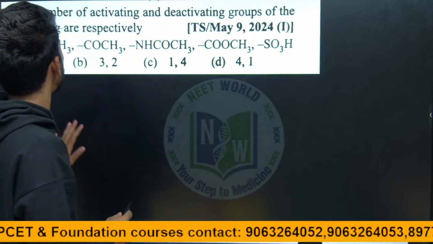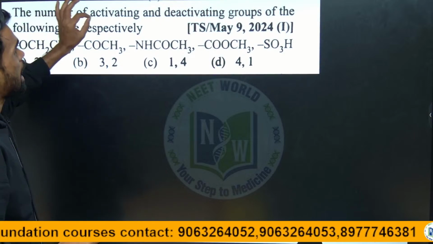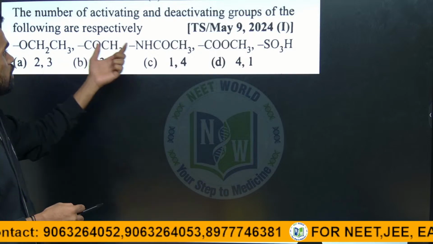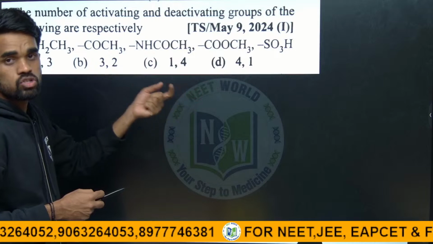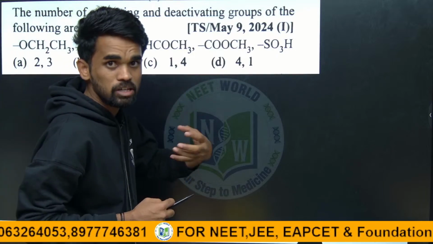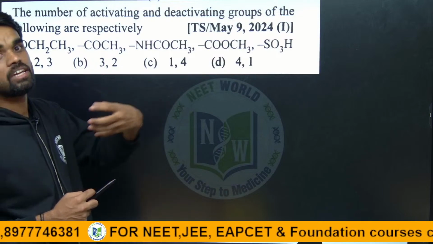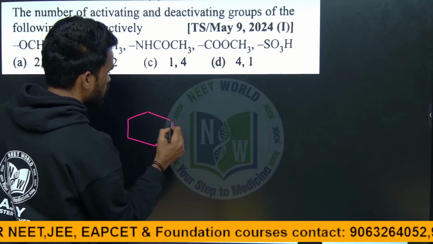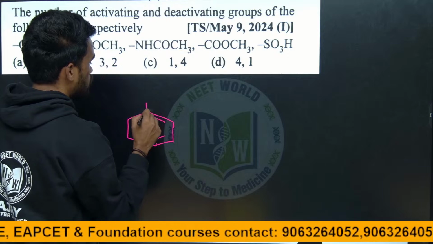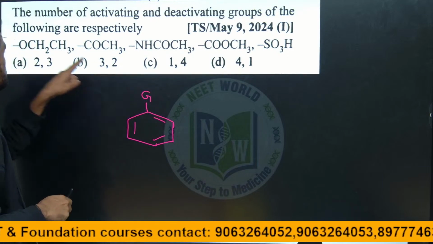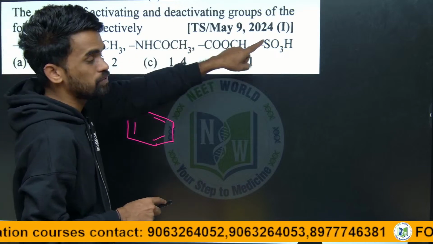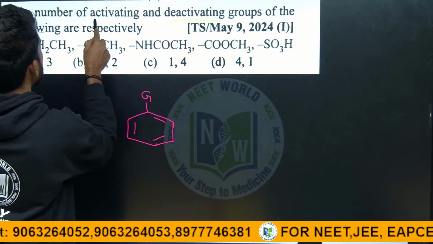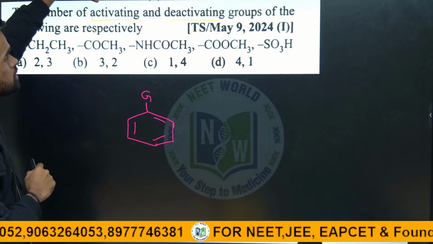Just look here. The first question is, the number of activating and deactivating groups from the following are respectively. A few groups are given here. Identify which of them are electron releasing or withdrawing groups, or ring activating and ring deactivating groups. Let us say we have a benzene ring, a phenyl ring, and some group G is attached to it. This G is nothing but the first, second, third, fourth and fifth groups. Out of these given groups, which is ring deactivating and which is activating? So, the number of activating groups and deactivating groups.